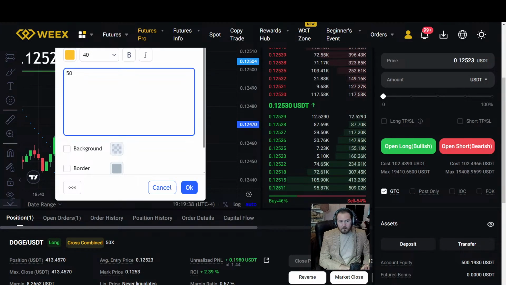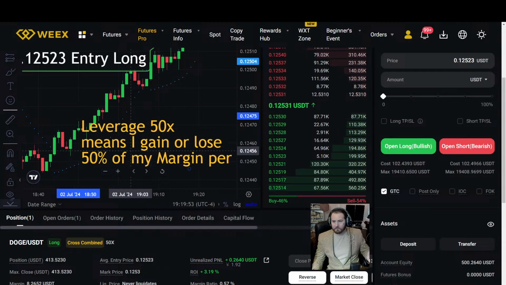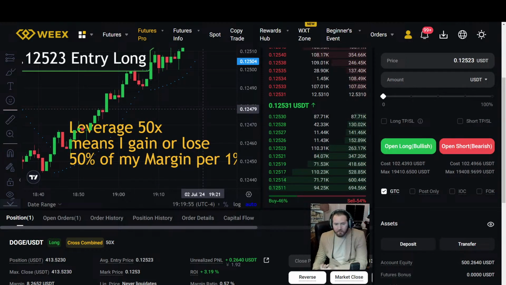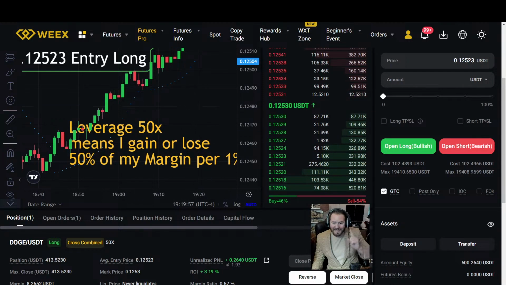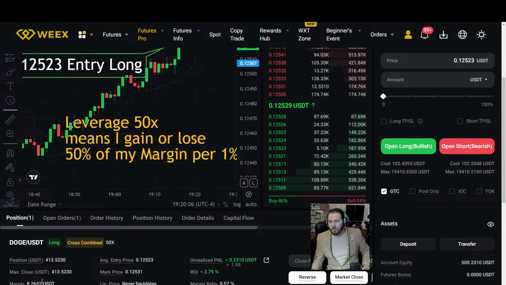50 times leverage means I gain or lose 50% of my margin per 1% move. It's very simple. That's all this means. So every time the price moves 1% up, I gain half of my margin in this trade. Every time the price goes 1% down, I'm losing half of that margin. So this is about $8.20 so far.